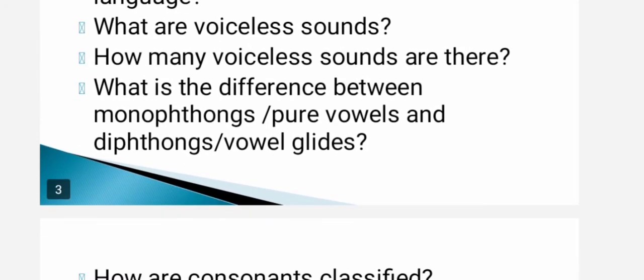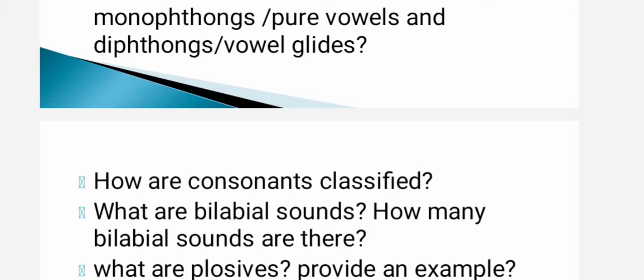Next, how are consonants classified? Previously we had a question, how are speech sounds classified? But here, how are consonants classified? Consonants are classified according to place of articulation, manner of articulation, and force of articulation. Place of articulation: we have bilabial, labiodental, dental, velar, and so on. Manner of articulation is the way in which the obstruction of the airflow is accomplished, like plosives, fricatives, affricates, approximants, and all that. Force of articulation is like voiced sounds or voiceless sounds.